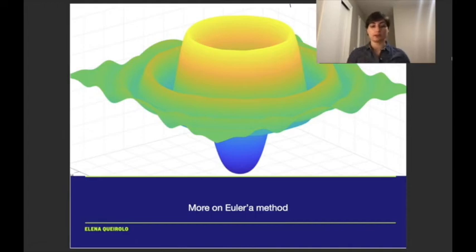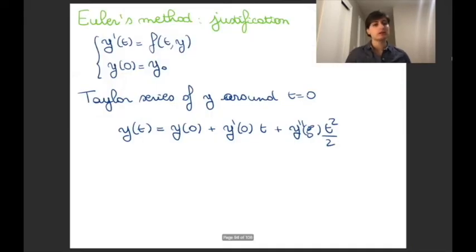Let's look at Euler's method. Let's look at Euler's method a bit longer. So let's first justify a bit more mathematically why we built the Euler's method like that.